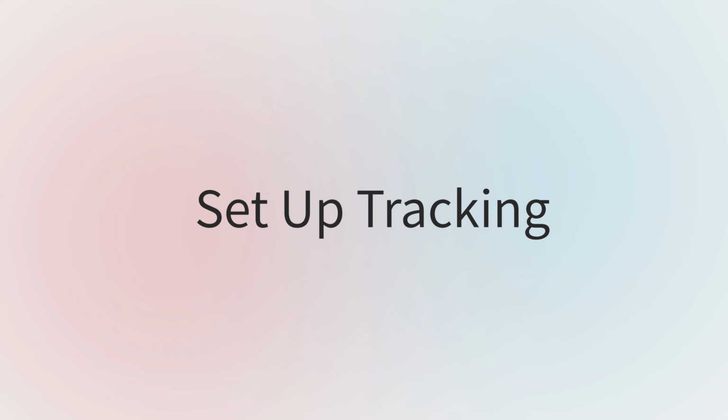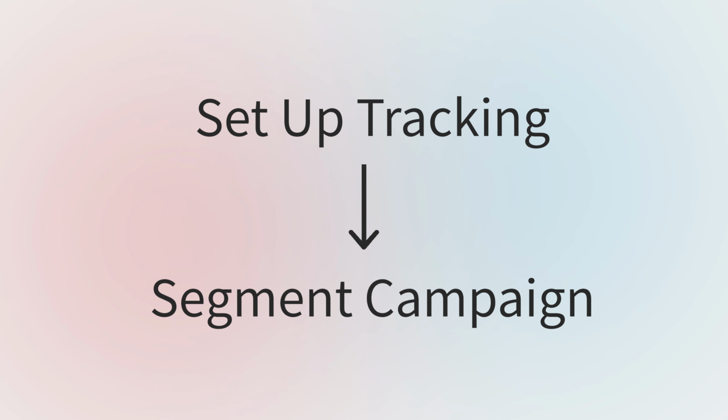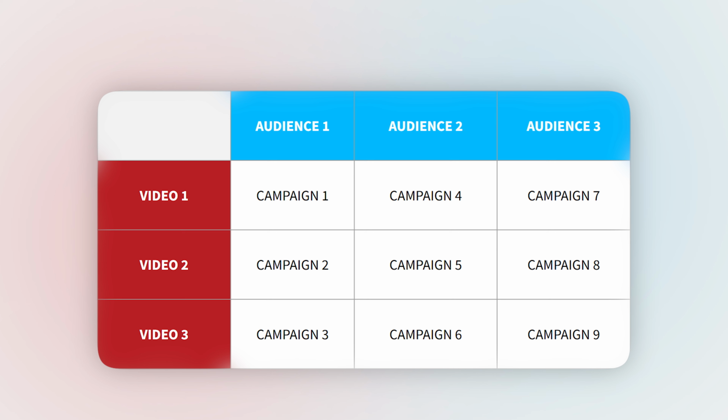So the first thing we did is we set up tracking, and then we properly segmented his campaign. So what that looks like is, think of a grid, right? 3 by 3. You got 3 different audiences, you got 3 different videos. So that gives us 9 different audience segments. Each different product was its own campaign. So we properly structured the campaigns. It was getting clean data.